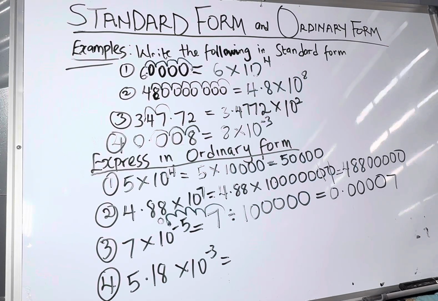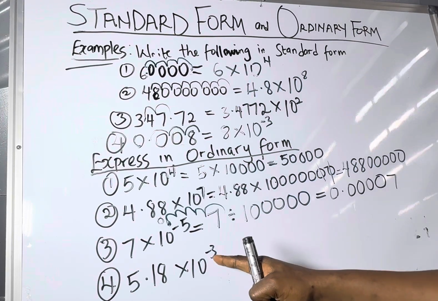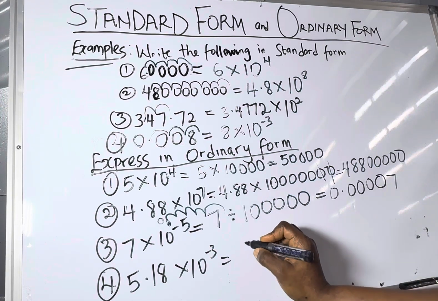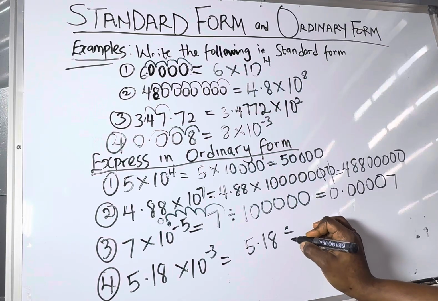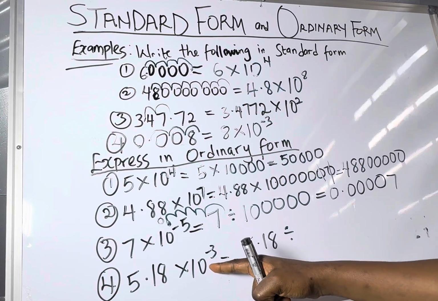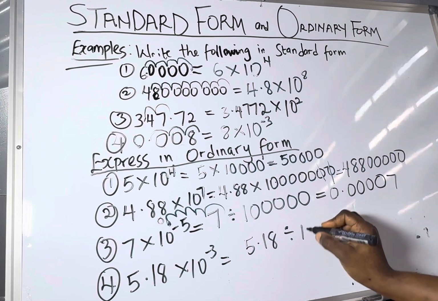Example 4. 5.18 multiplied by 10 raised to negative 3. Because the power here is negative, that makes 5.18 to be divided by what? Now, 10 raised to power negative 3 is 1,000.